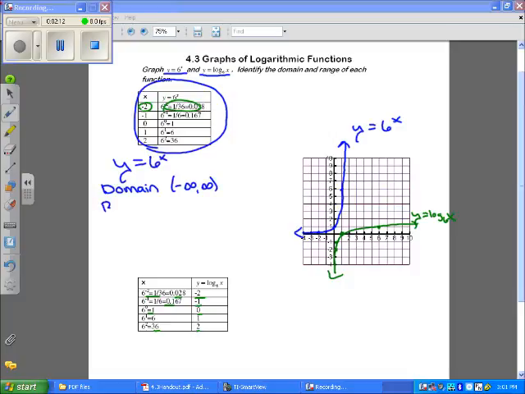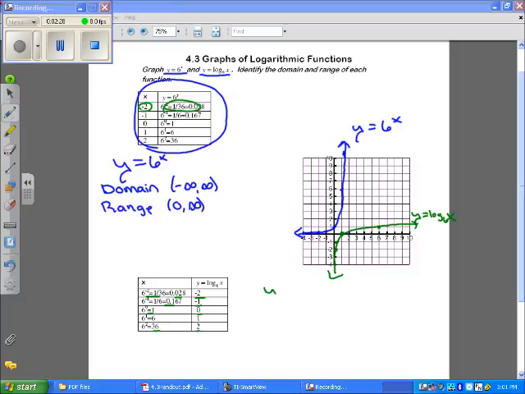Now if we want to find the range, we have to look at the graphs. If you look at the blue graph over here, we could tell that y goes as low as 0 and then it goes up to infinity. So it'd be 0, not including 0, to infinity. Okay, now let's go to the inverse of this function and find its domain and range.